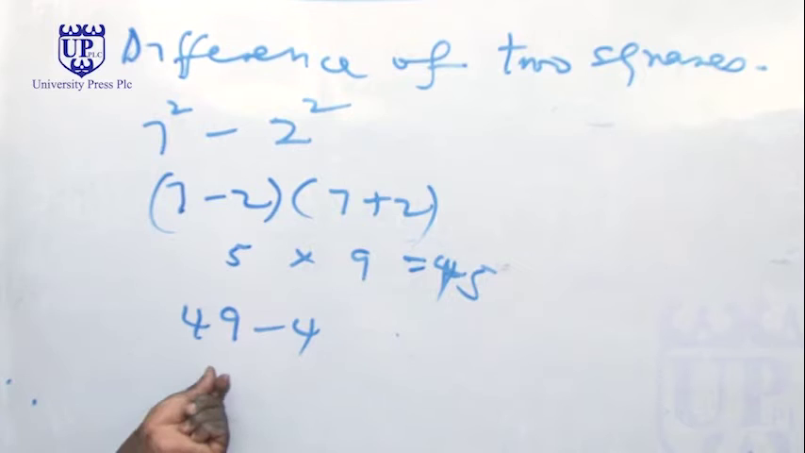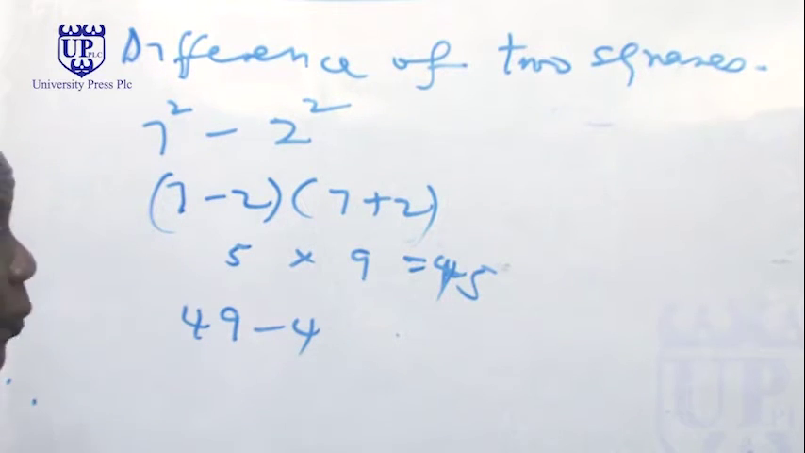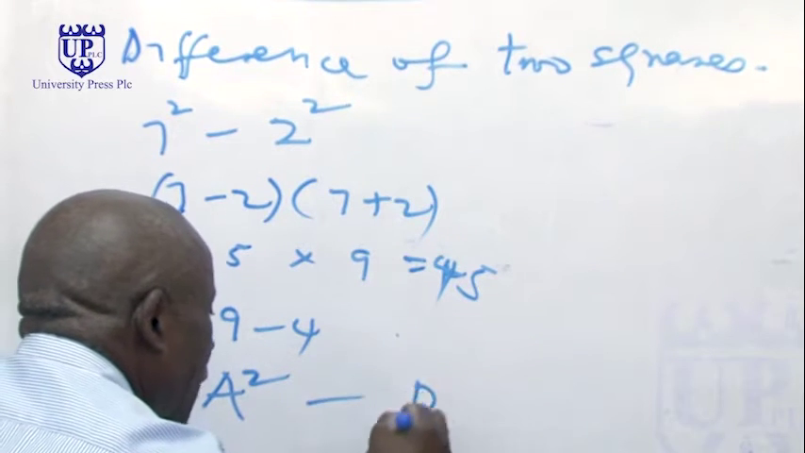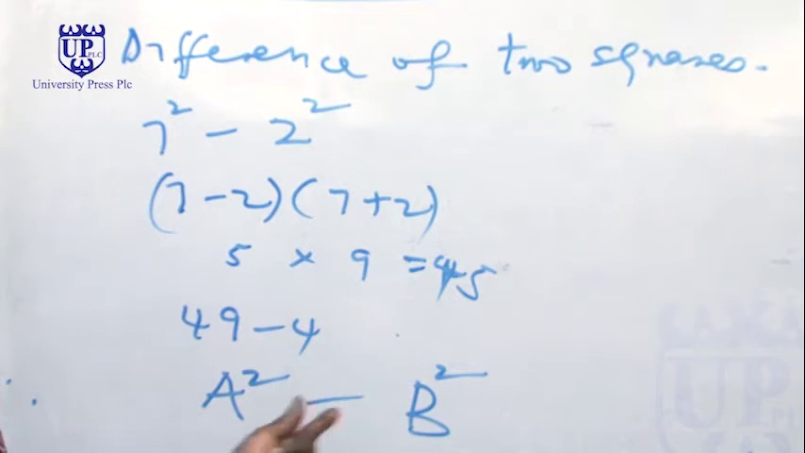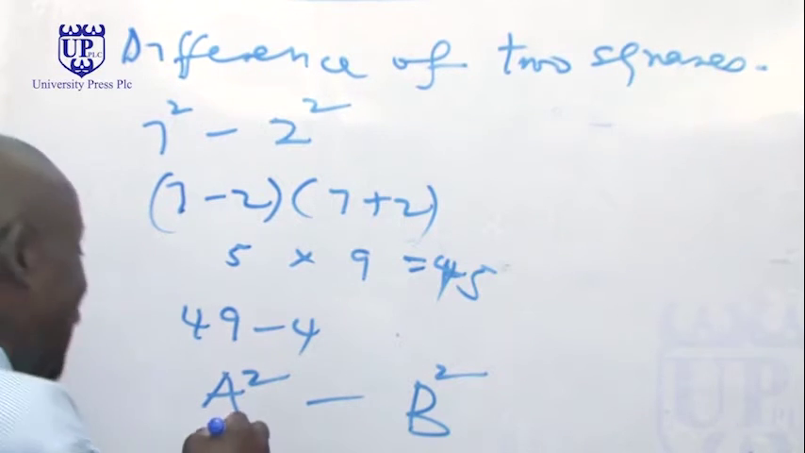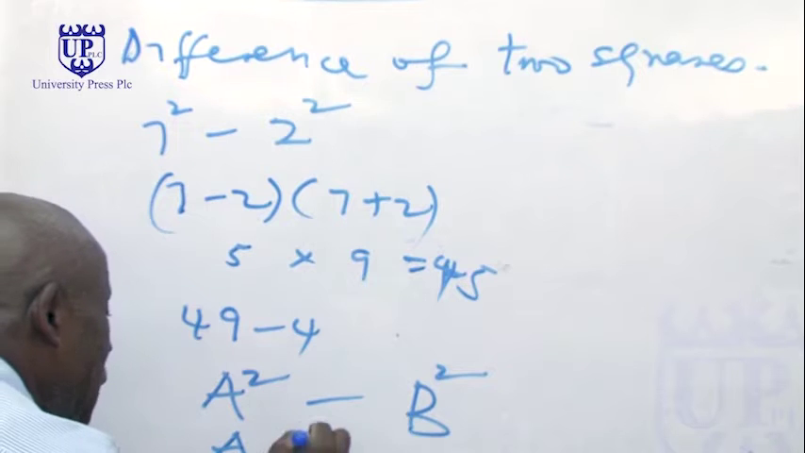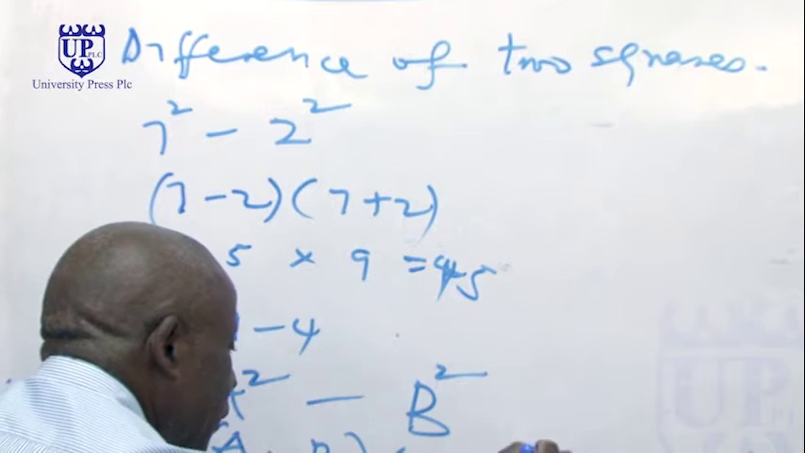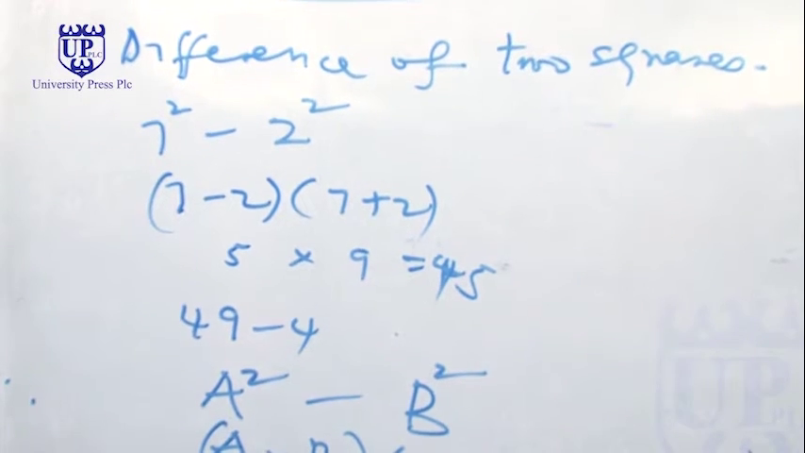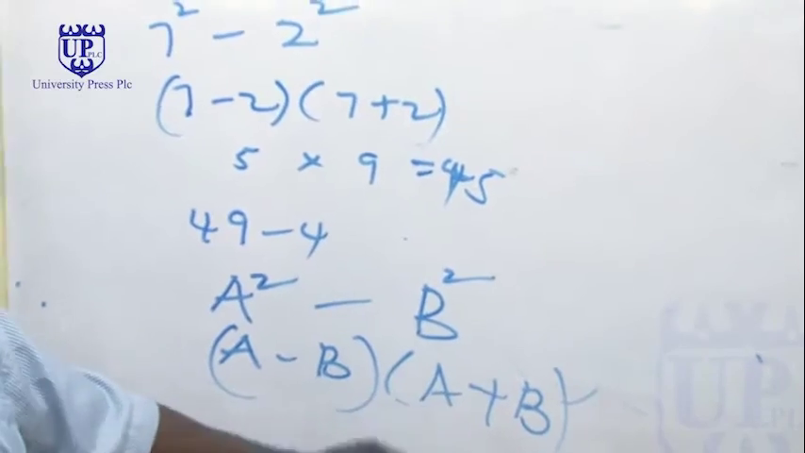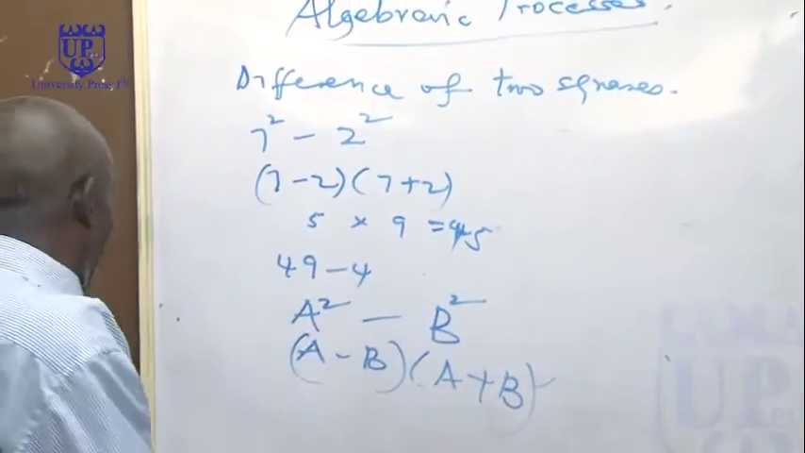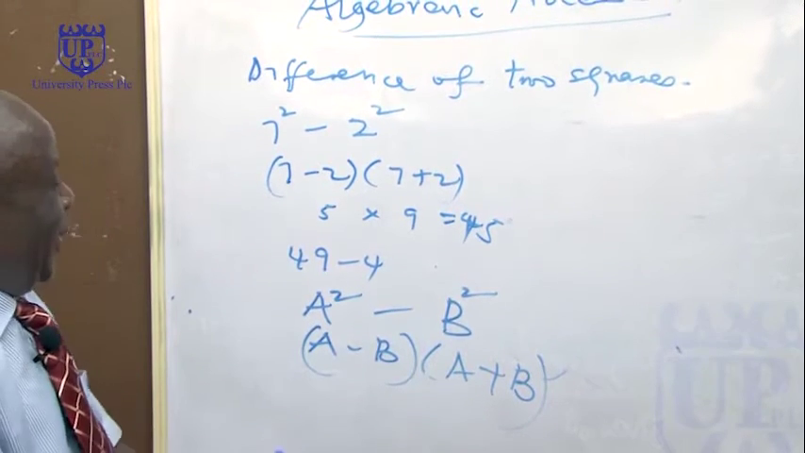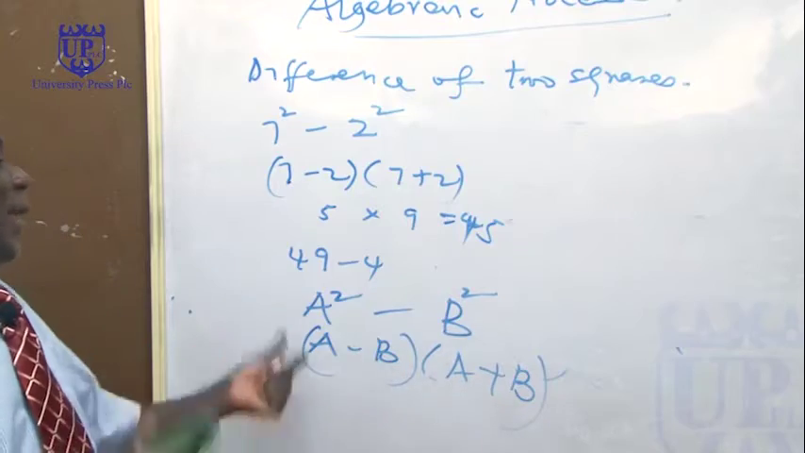From there, I want to give you the general rule. The general rule says a raised to power 2 minus b raised to power 2, because this is a perfect square, this is a perfect square. The answer is a minus b multiplied by a plus b. Now, you will be wondering, what are we going to do with this? In algebra, it is not as simple as that.